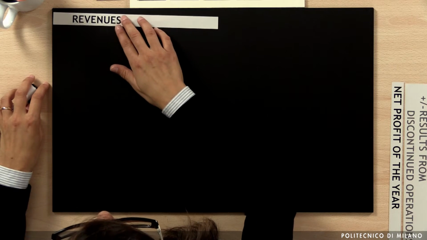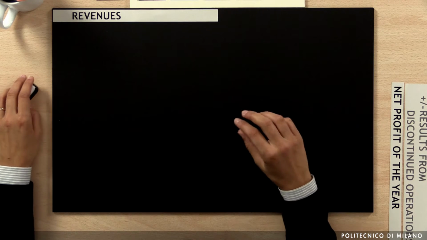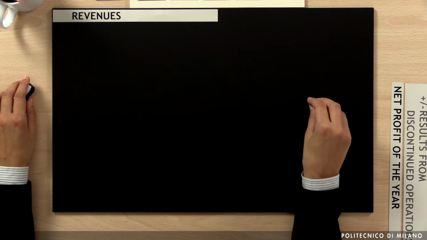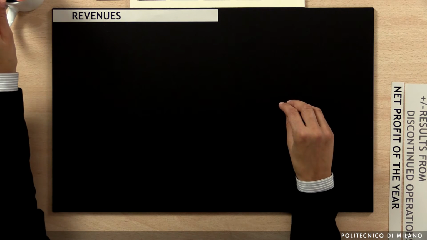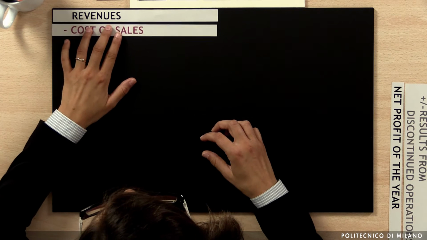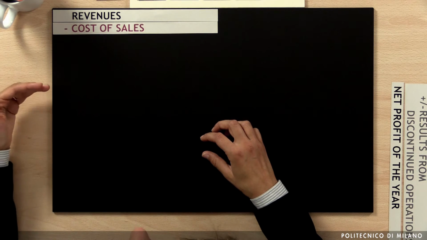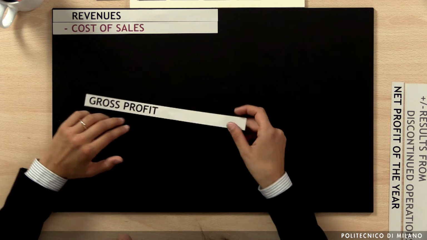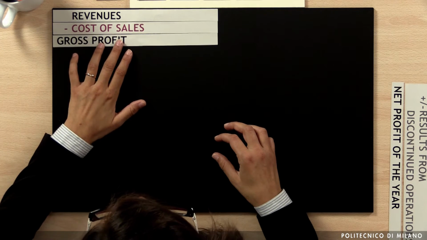The first element that we have is represented by revenues, and in here we can find revenues related to the products that are sold and revenues related to rendering services. Then we have the cost of sales. The cost of sales is represented by the value of all of the resources that are used in order to realize this amount of production. So basically we are just considering the value of resources that are absorbed during the financial year, because remember, we are using an accrual logic. The difference between the revenues and the cost of sales gives rise to what is defined as gross profit.